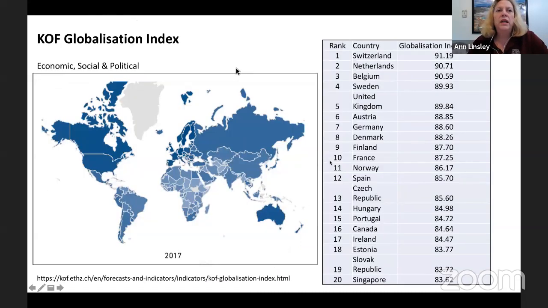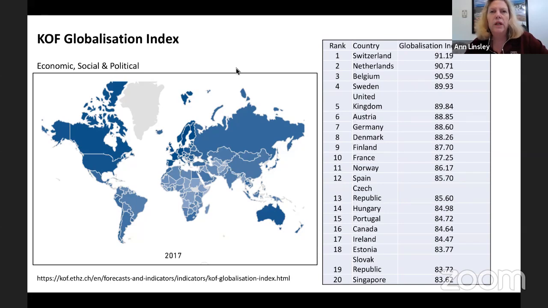Another interesting one is from the Swiss, and this is an economic, social, and political index. And this comes from the Swiss Economic Institute. And isn't that interesting? They rated themselves #1. I personally think they're #1, but that's okay. Those of you who know me know why. But anyway, in here, they actually are looking at countries, but you have to keep in mind, it's the cities in these countries that are going to pull this globalization index.